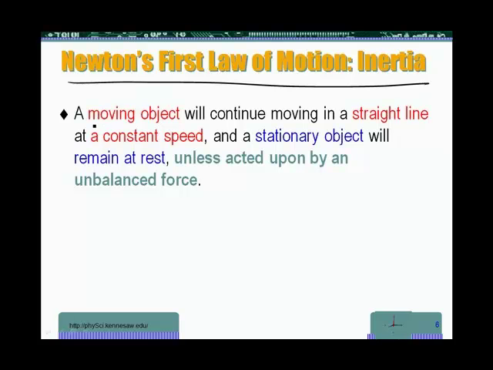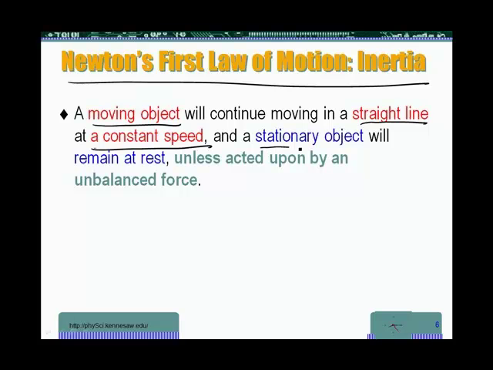First, a moving object will continue moving in a straight line at a constant speed. Okay, that's important. It is a straight line at a constant speed. It's not just continue moving. It will continue moving in the same direction at the same speed.